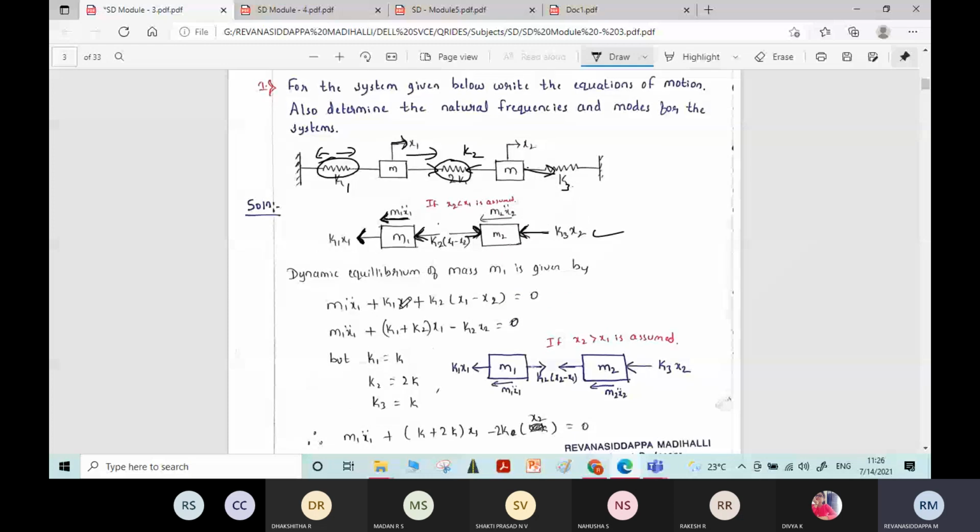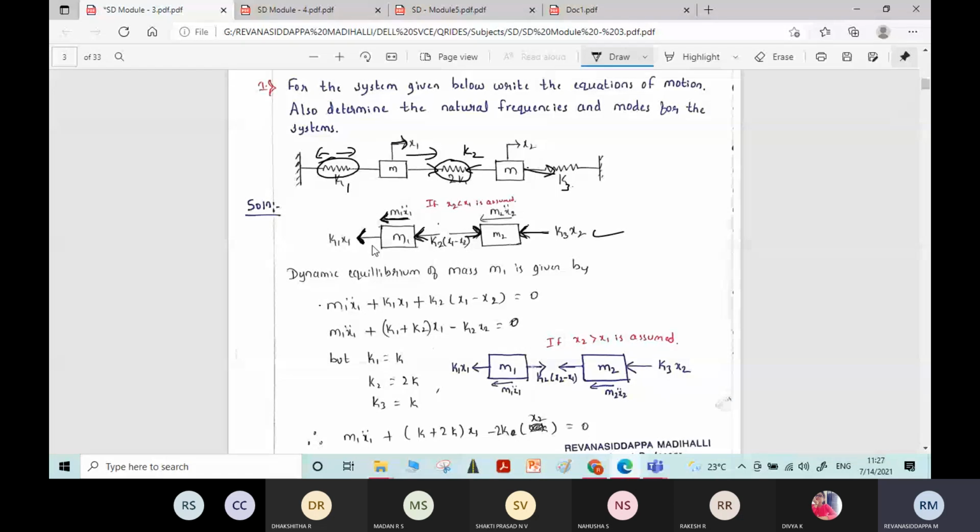Now for mass m1 x1 double dot, and one more thing, the sign convention. When it comes to the sign convention, leftward force you take as positive and rightward force you take as negative. You can follow the opposite sign convention as well, but you need to again multiply by -1 on both LHS and RHS. To avoid that, assume a sign convention such that rightward force is negative and leftward force is positive.